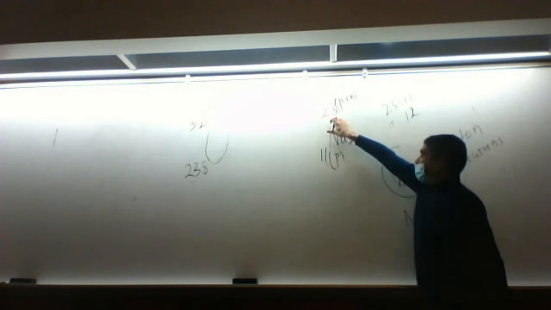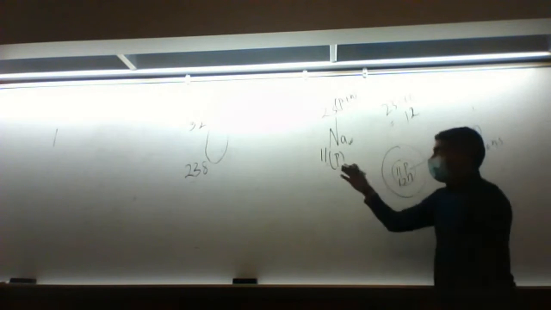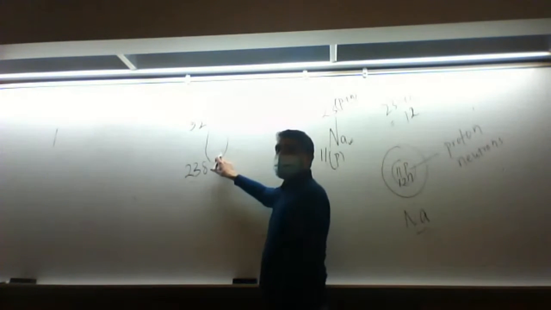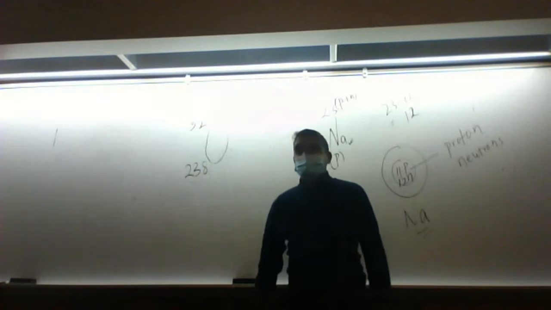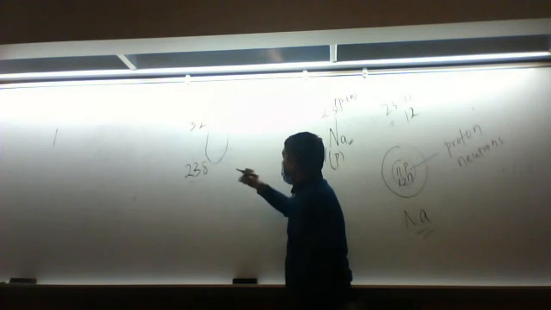So the big number is 23, and 23 minus 11 is the number of neutrons. Make sense? Now, how about here? This element is uranium. Uranium is what they used to make the nuclear bomb and nuclear energy, those kinds of things. So this is uranium.